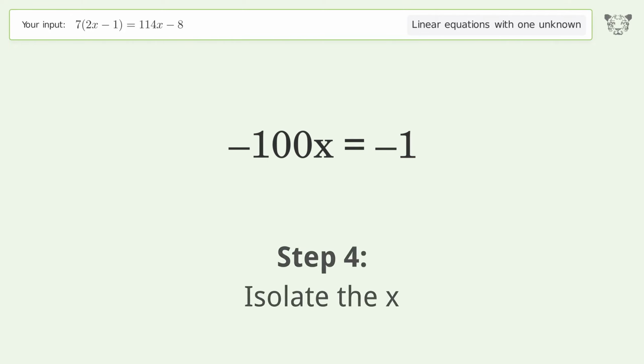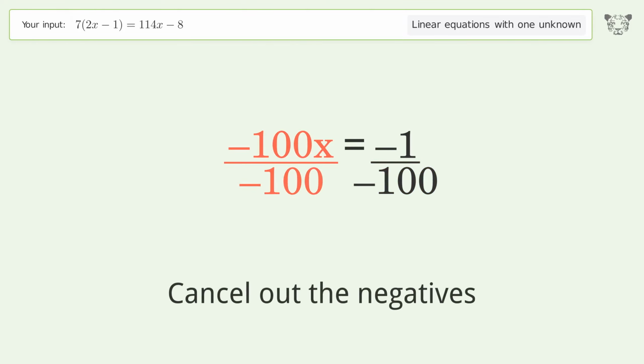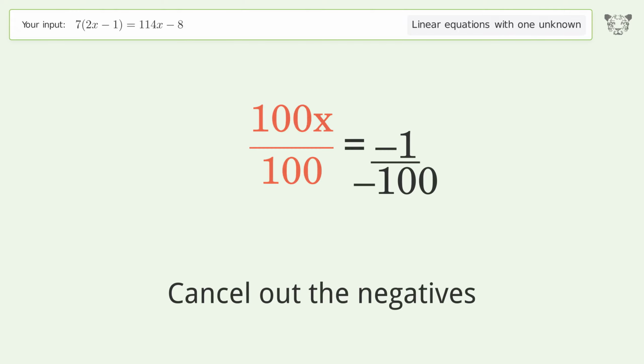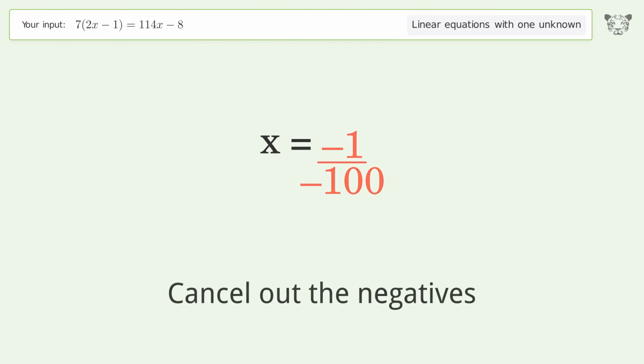Isolate the x. Divide both sides by -100. Cancel out the negatives. Simplify the fraction. Cancel out the negatives.